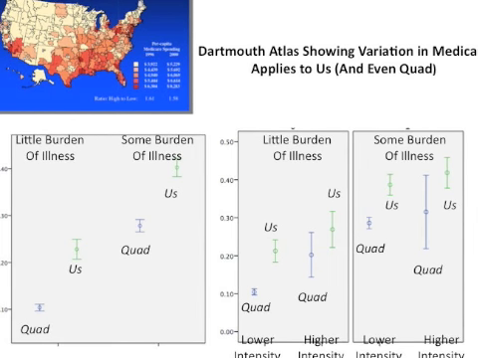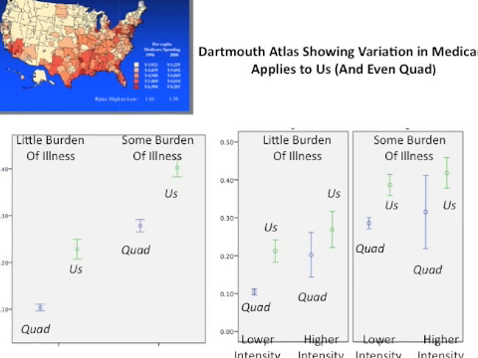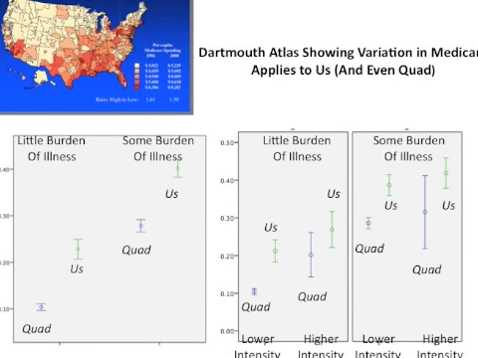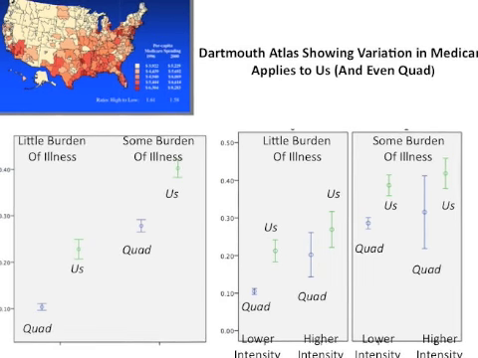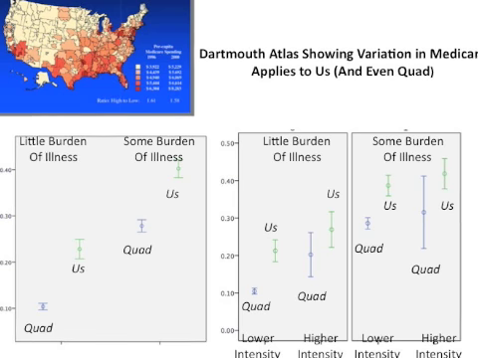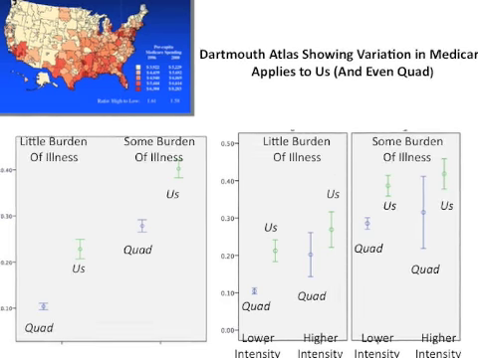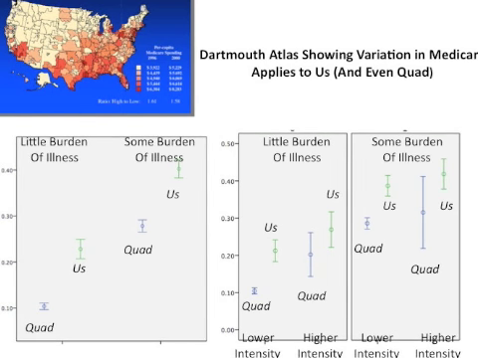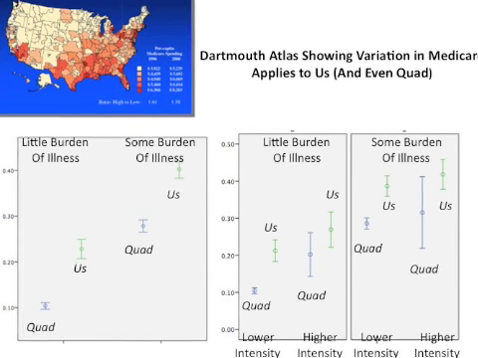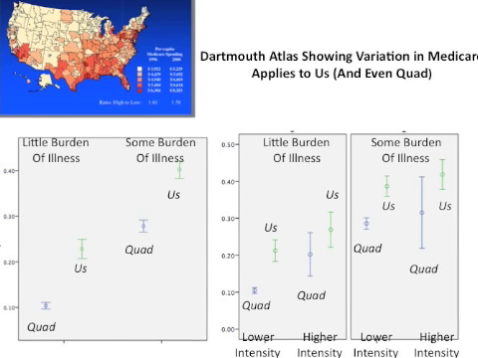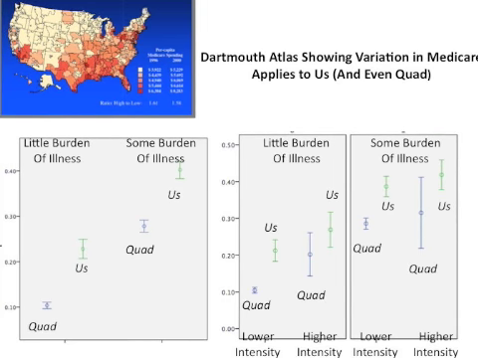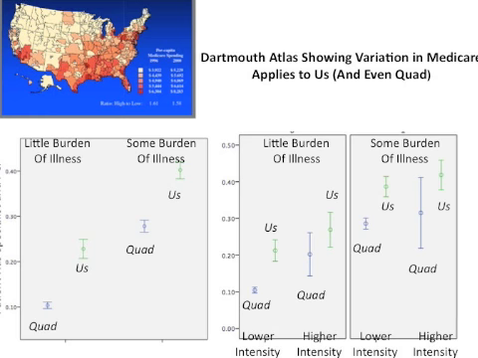So now let's look at QuadMed performance in its use of specialists compared to us. On the left panel, you'll see little burden of illness, some burden of illness in patients, and you'll see typical practices versus Quad based on illness, and on the vertical axis, the use of specialists. You can see that Quad definitely uses fewer specialists, regardless of burden of illness, than most other practices do.